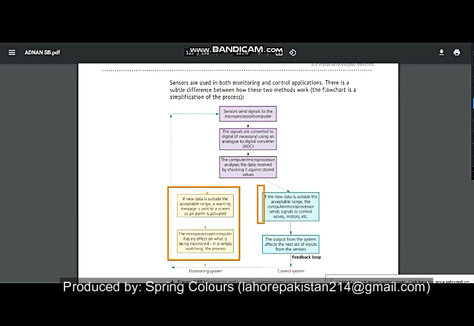But the control systems, if the new data is outside the range, they will act upon it, like the automatic street lights. They turn on at night and they turn off during the daytime, so they follow the control system.